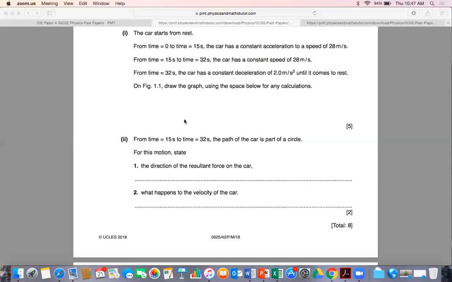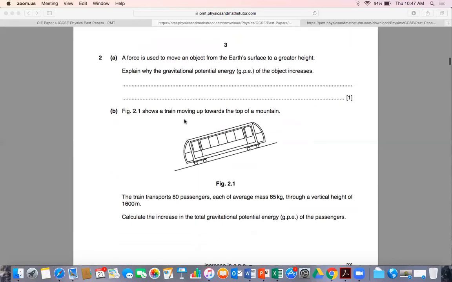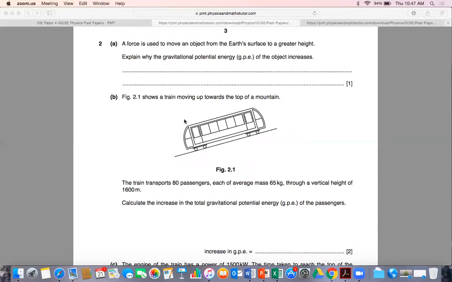Okay, all okay? Yes. Okay. Number 2. I'm not sure if y'all learned this or not. Let's just see what y'all came up with.